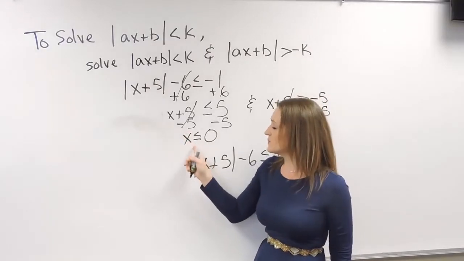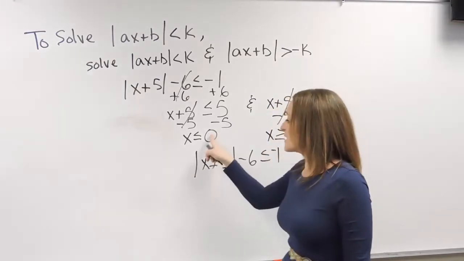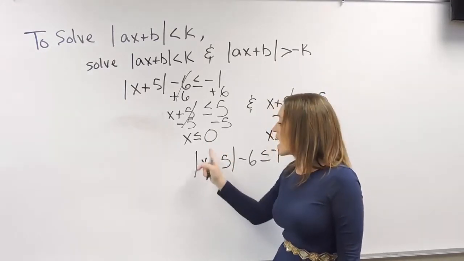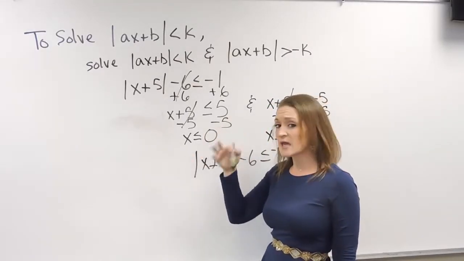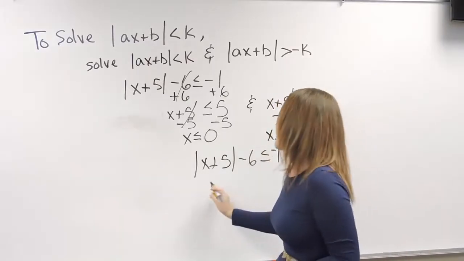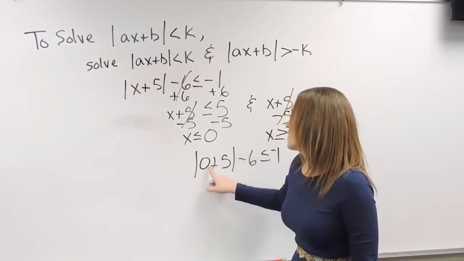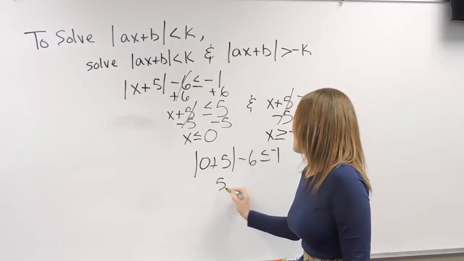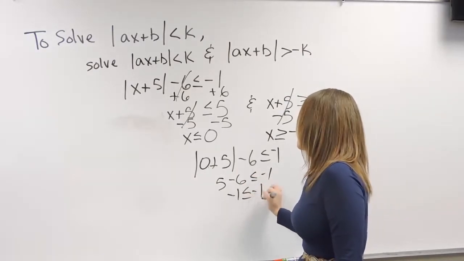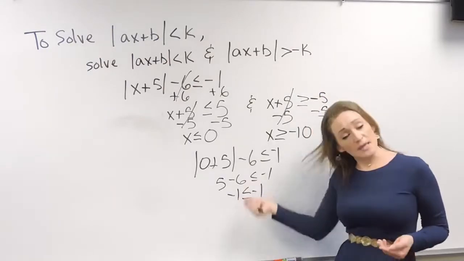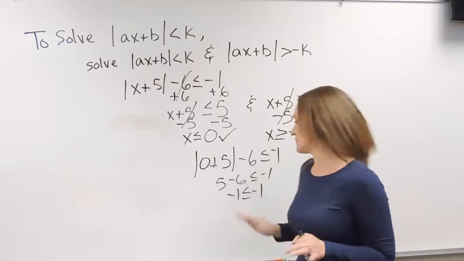So our proposed solution over here was x is less than or equal to 0. So I can pick 0 or anything less than 0 and plug it in for x and simplify this. So you can pick 0, -1, -2, and so on. Pick any number that you want. I'm going to pick 0, and I'm going to plug 0 in over here, and I'm going to simplify this. Well, 0 plus 5 is 5, and 5 minus 6 is negative 1. Negative 1 is less than or equal to negative 1. It makes sense. So that means this solution is good.